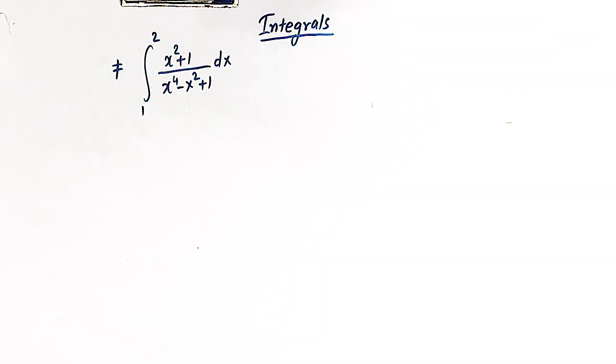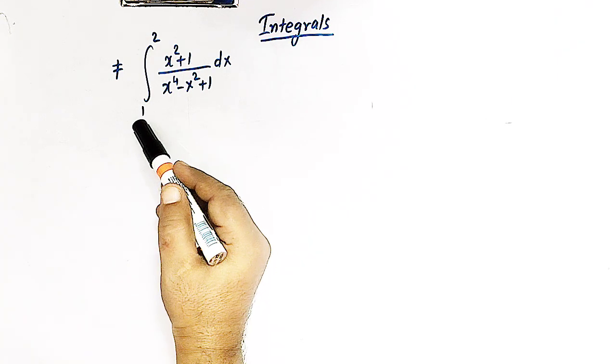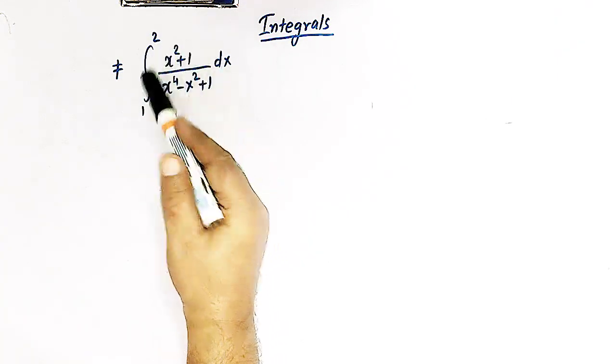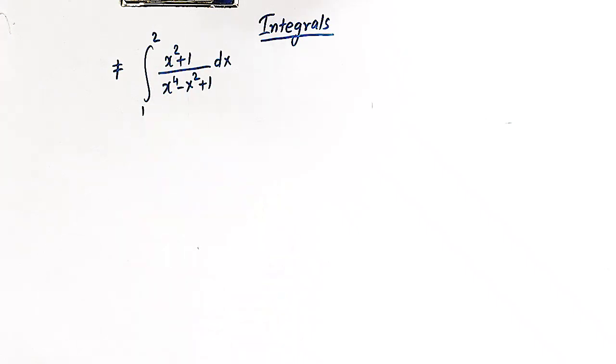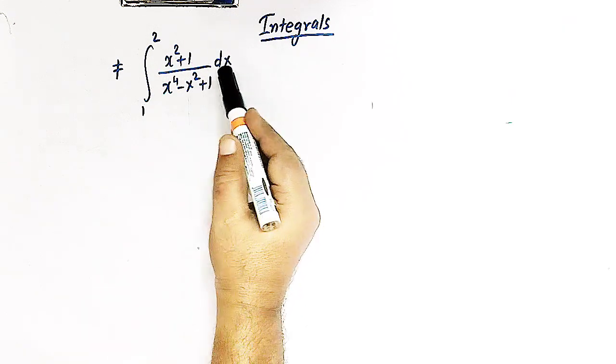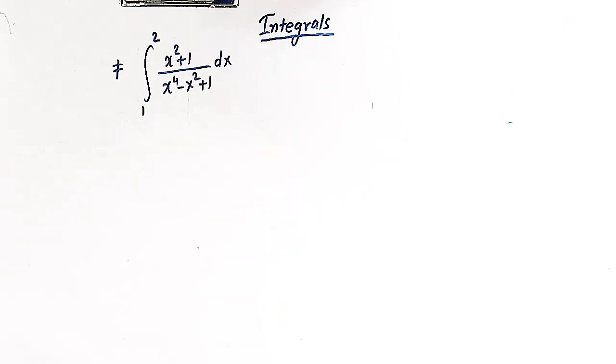Hello viewers, in today's session we are going to discuss another important problem from definite integrals. We are going to discuss this definite integral where we have the limits from 1 to 2 and the integrand is (x square plus 1) divided by (x raised to 4 minus x square plus 1), and here we have dx, right?